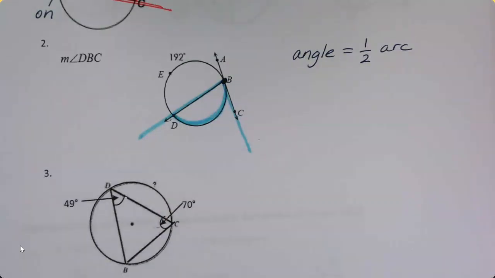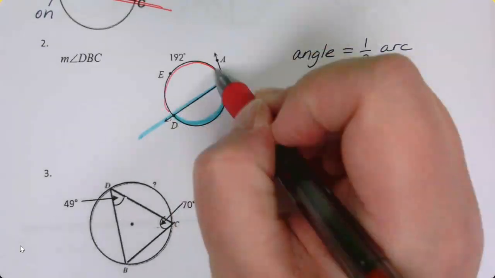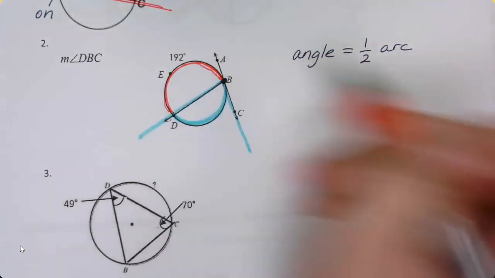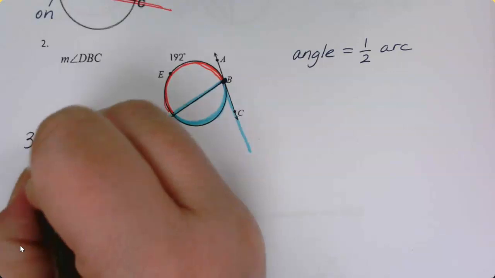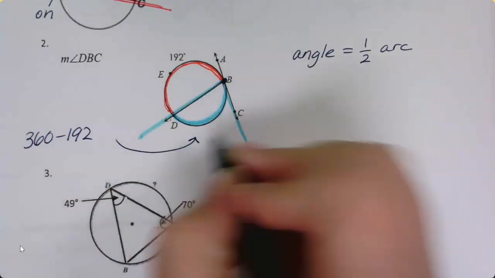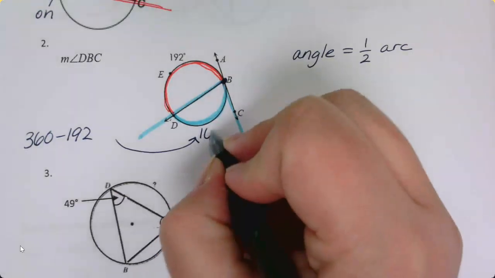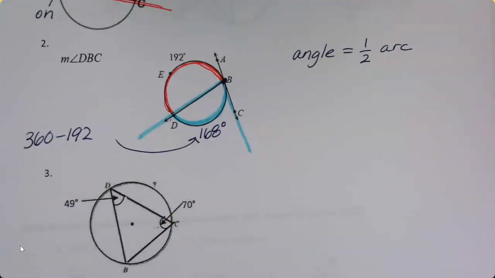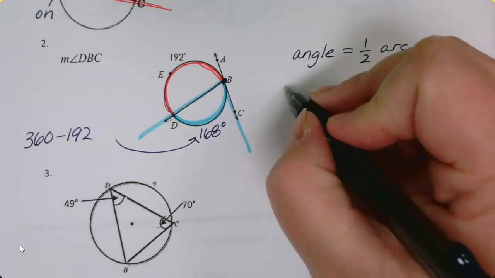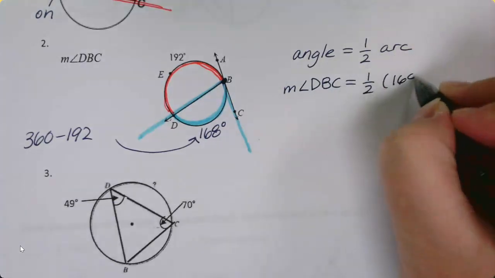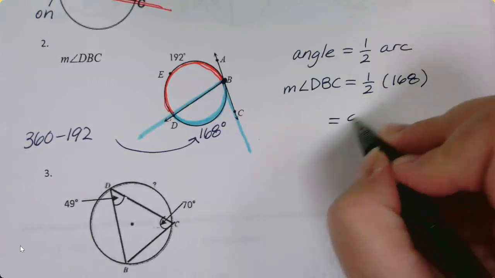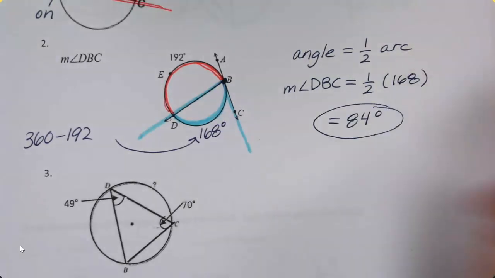The problem is I don't know arc DB. But I do know that the rest of the circle measures 192. Knowing that a whole circle adds up to 360, I can subtract 360 minus 192 to get this arc over here, and that's going to give me 168. Now that I know the measure of the intercepted arc, I can say the measure of angle DBC is equal to 1/2 the measure of the intercepted arc. So half of 168 is 84 degrees. And that's my answer for number 2.